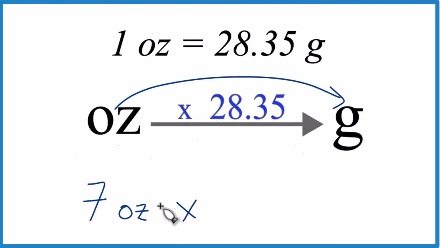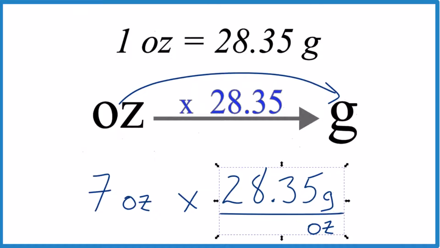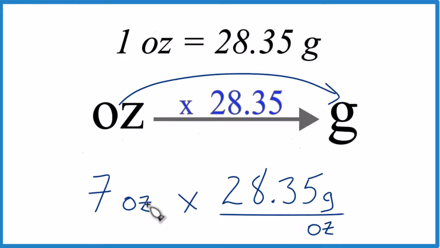Like this. We have our 7 ounces. We're going to multiply it by 28.35, but that's grams per ounce because there's 28.35 grams in 1 ounce. So that's where we use that. What's nice is when we multiply, we have ounces on the top and the bottom. They cancel out. We're left with grams. So that's what we're looking for.